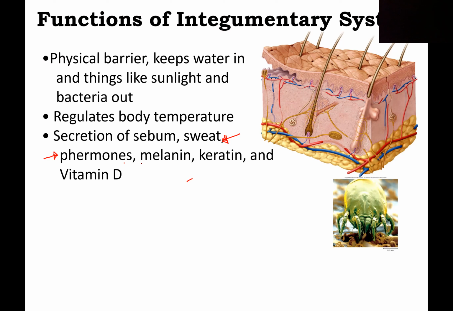All right, melanin is an orangish brown pigment. It is produced to reduce the impact of ultraviolet light.